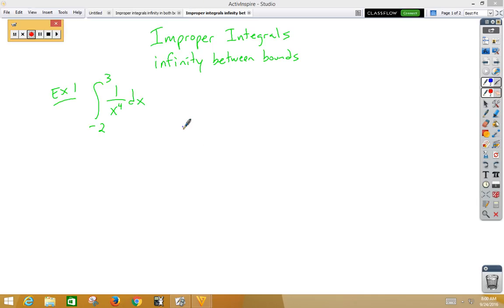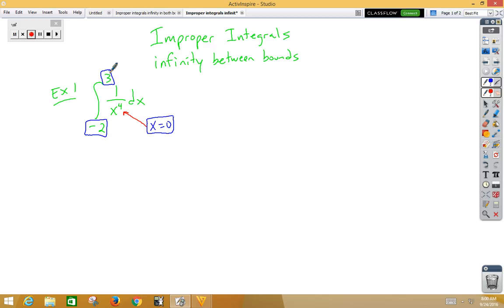In this video, we're doing improper integrals, and we have an infinity between the bounds. So if we look at example 1, and we think about 1 over x to the fourth, we are undefined here when x equals 0. And notice that x equals 0 is between -2 and 3. So we have an infinity in between the bounds.